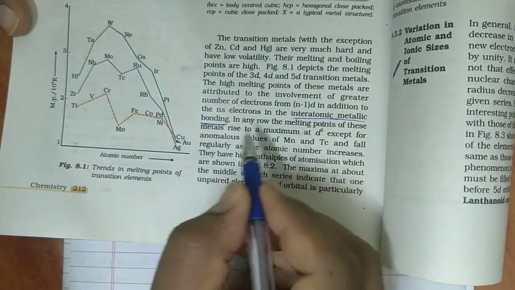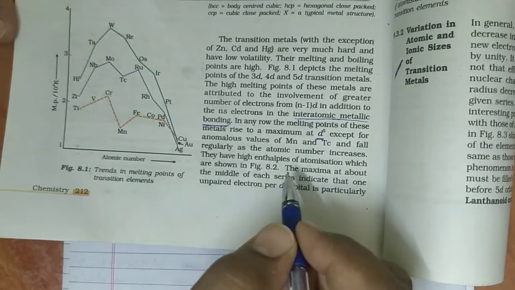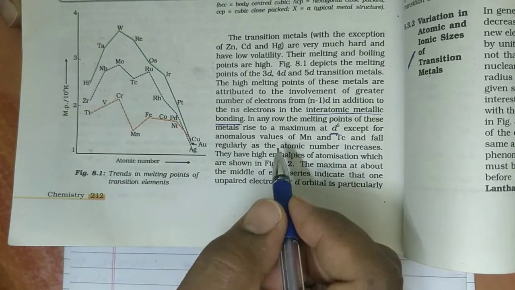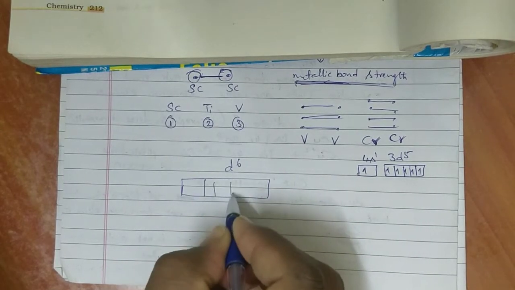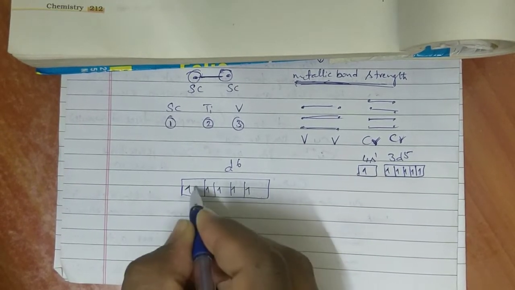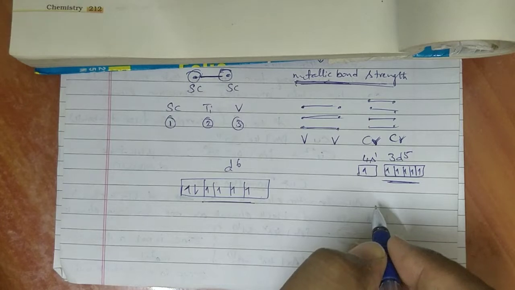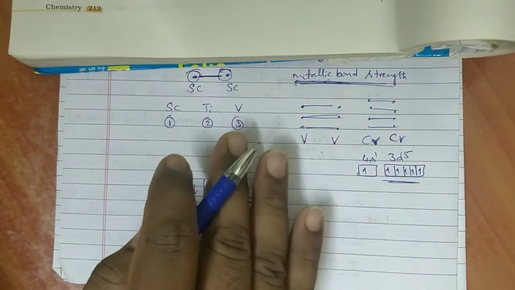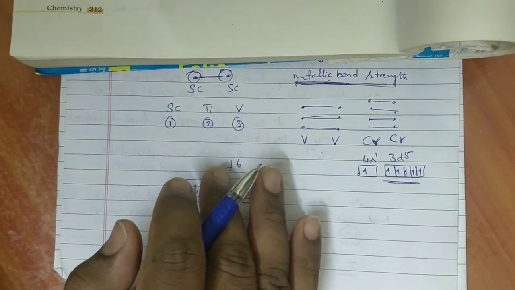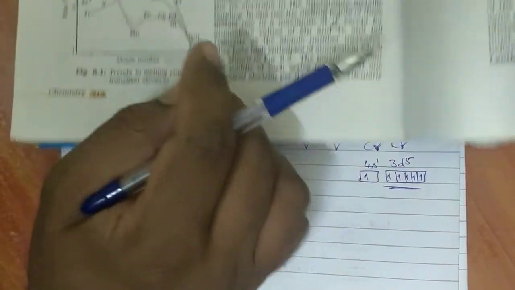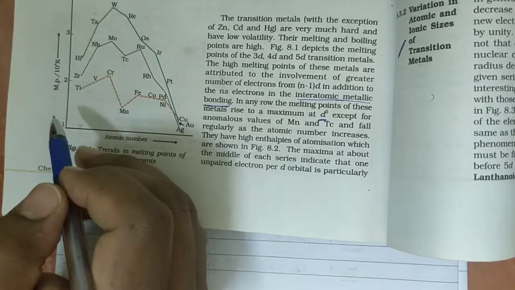In any row, the melting points of these metals rise to a maximum at d5. Up to d5 they will increase. Again, if you see d6, the d6 configuration contains 1, 2, 3, 4, 5, 6, so 4 unpaired electrons only. The d5 configuration contains 5 unpaired electrons. So from d5 to d6, the number of unpaired electrons decreases again. When the number of unpaired electrons decreases, melting points will decrease again. That's why, up to the middle, melting points are increasing.